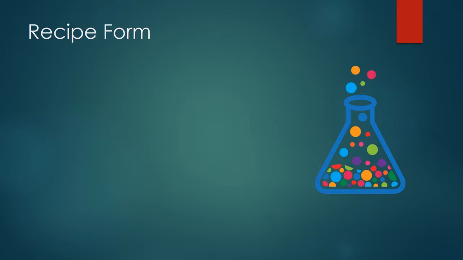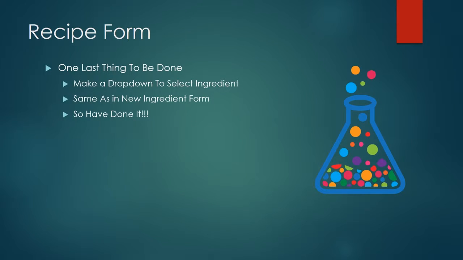Now, where we left off is the recipe form with the sort of embedded subform of the ingredients was almost finished to a point where it was usable, apart from the fact that there was one last thing to be done. And that was that we needed to make a drop down to select ingredients rather than having to remember to type them in exactly correctly every time, which would never happen. So we want a drop down so that we can just click the button, have a look for the ingredient we want, select it, job done.